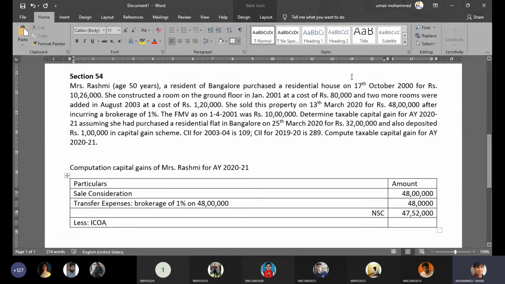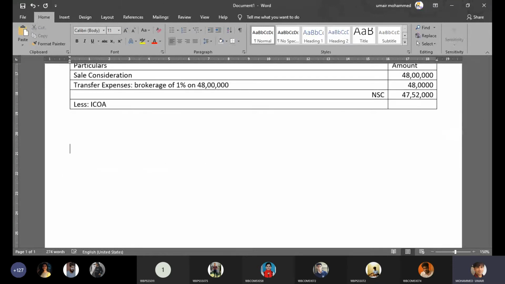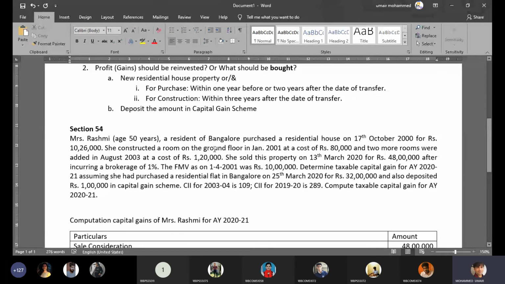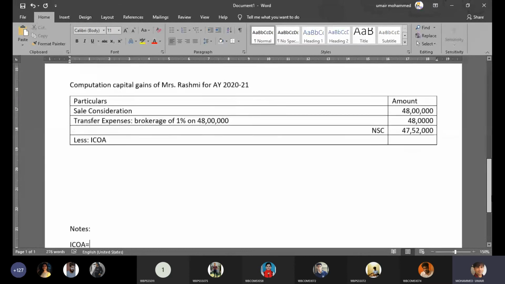The asset is bought on 17th October 2000 and it is sold in March 2020. Obviously, the assessee has held the asset for more than 24 months and therefore it is a long-term capital asset. For long-term capital assets, we should take index cost of acquisition. And in index cost of acquisition, as you know, there are two equations. Which one needs to be taken, the first or the second? How do we decide? If the asset is bought before 1st April 2001, we use equation number 1, in which we compare cost of acquisition and fair market value. If the asset is bought after 1st April 2001, then we take equation number 2.